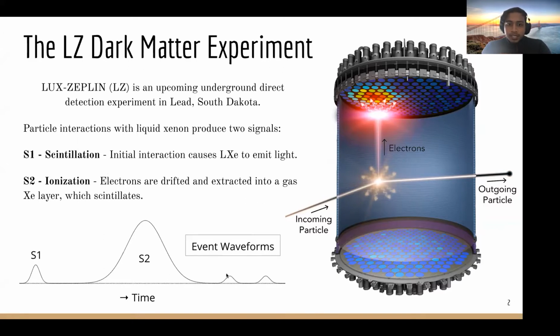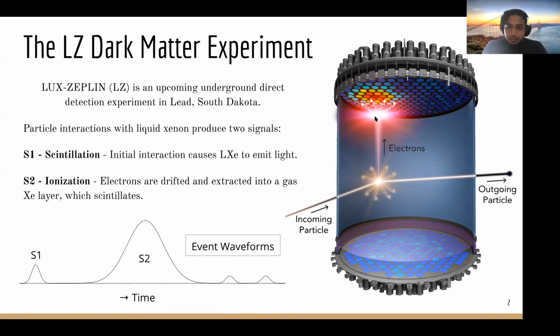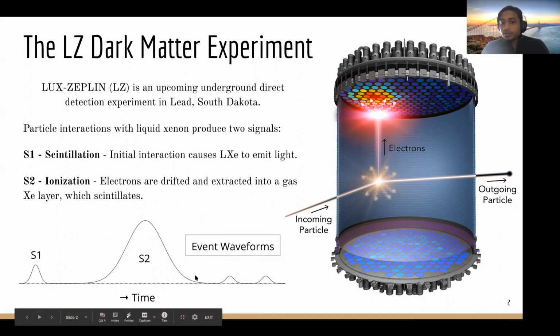This is an example of a waveform that one might observe. On the x-axis is time, and you have the several photons detected by the photomultiplier tubes, and this is the primary S1 signal. After a certain amount of time, you have the S2 signal, and this time is reflective of the distance that these electrons traveled when they're drifting up into the gaseous region. So this is what a typical event could look like.